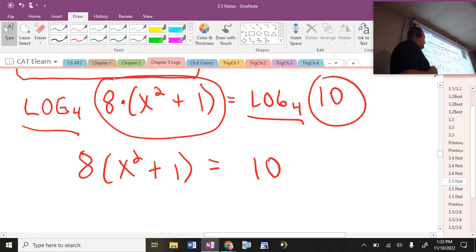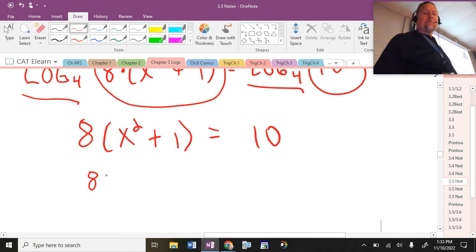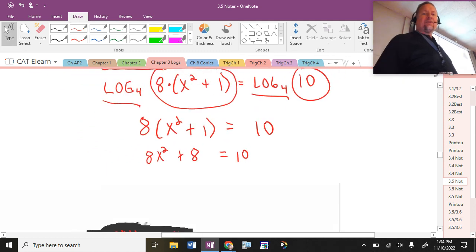Now, you could argue what you might want to do next. I'm just going to go ahead and distribute, I guess. 8x squared plus 8 equals 10. Oh, I should have said something. Darn it. You always got to check your answers in logarithms.